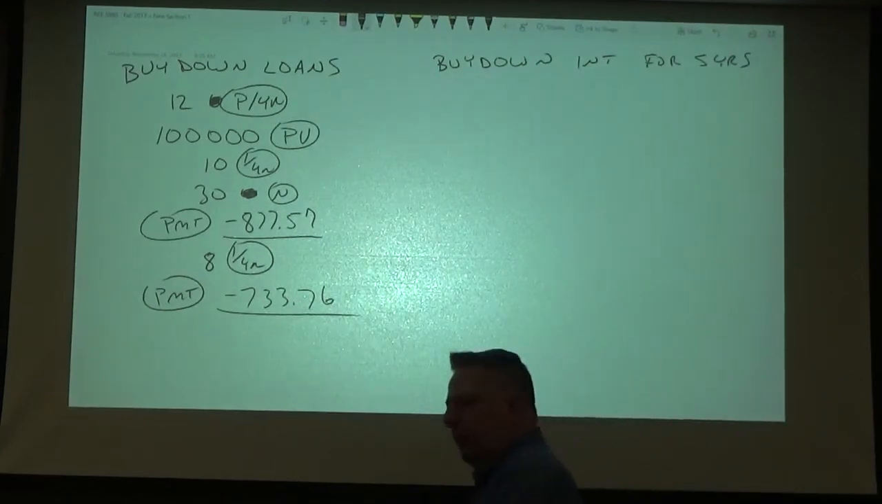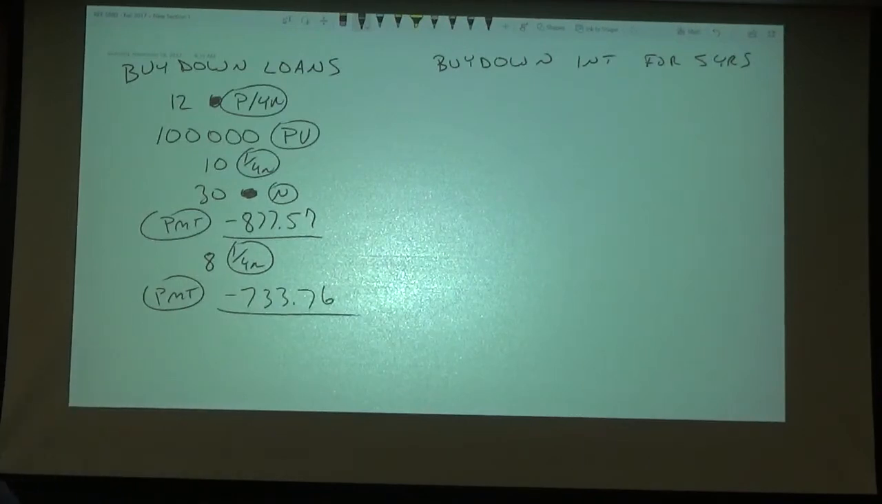But how does the developer buy down this interest rate? Because the lender still needs to get 10%. You follow me? Yeah, he has to buy down 2%. But how much does the developer have to pay to be able to do that is the question, okay? Does that make sense? In other words, you've got this difference, okay, so 877.57 minus that, 143.81 is the difference, yes?